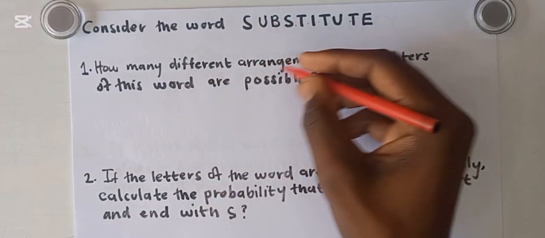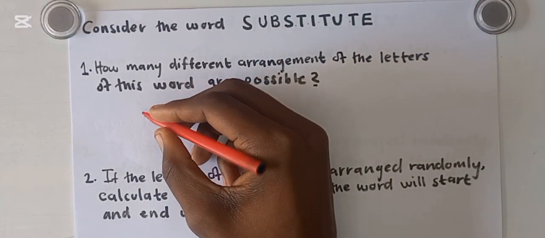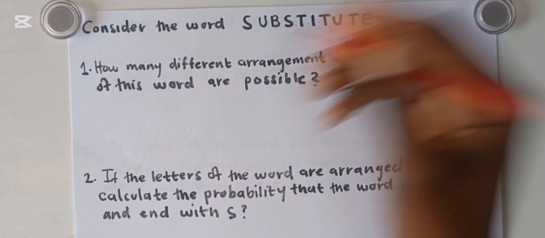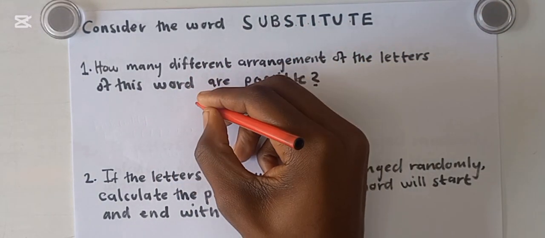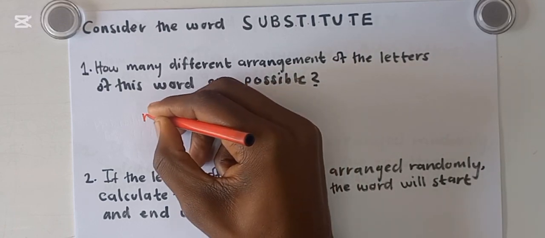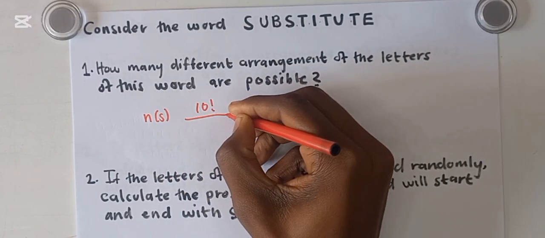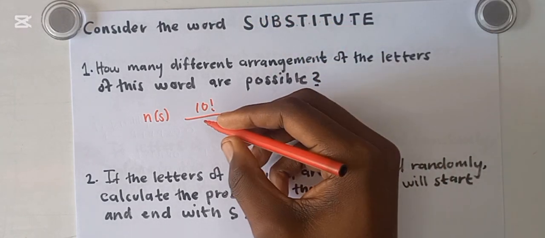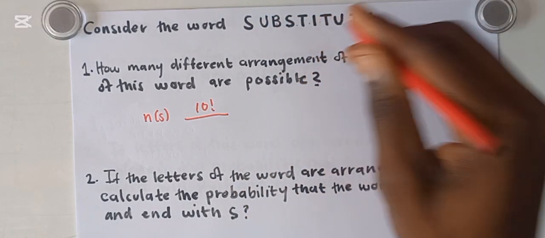So which means if we want to find the number of arrangements, we know by now that we're going to have 10 factorial. I'm just going to speed this up, I explained this in my previous videos. So we're going to have 10 factorial and divide by the number of letters that repeat.